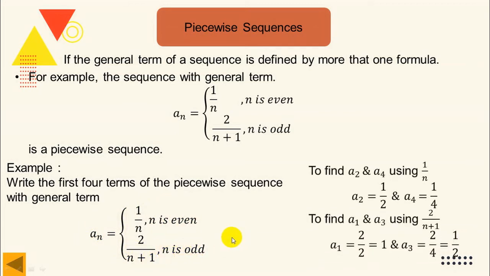Okay, to find a2 and a4, because 2 and 4 are even, you can use the general term 1 over n. So when you substitute, you will get 1 half and then 1 over 4. And then to find the first term and the third term, you can use 2 over n plus 1, because this one is odd. When you substitute, you will get the first term is 1, and the third term, you will get a half.